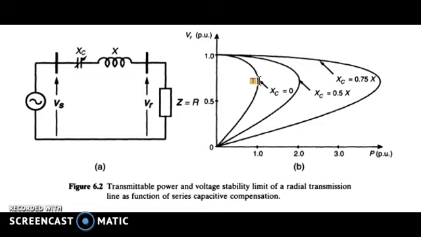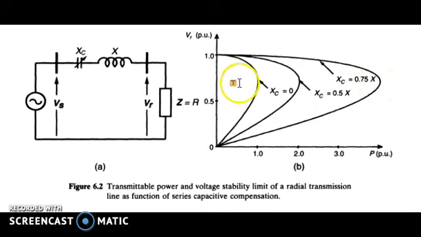By increasing the value of Xc, we attain a much higher value of the maximum power that can be transferred, and that too at the same value of voltage. If you look, almost all these maximum points match at more or less the same voltage level. So even under the same voltage drop, we could transfer more power from the sending end to the receiving end.